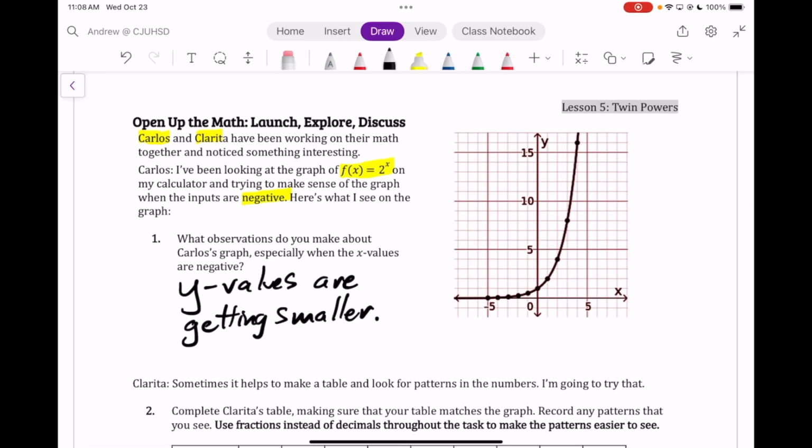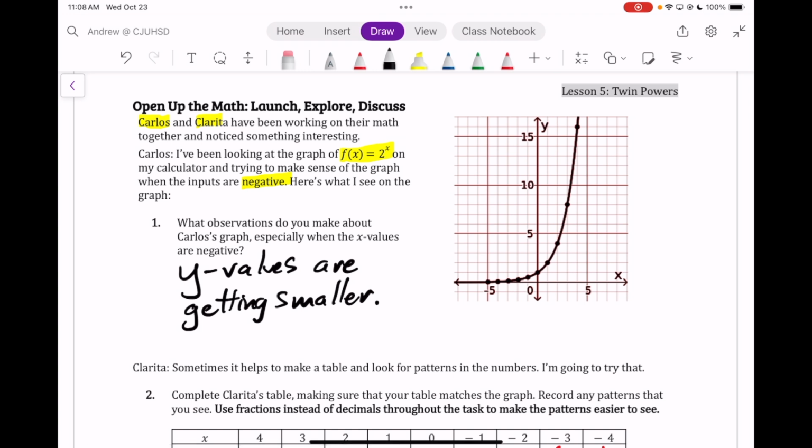Carlos says, I've been looking at the graph of f of x equals 2 to the x on my calculator, trying to make sense of the graph when the inputs are negative. Here's what I see on my graph. So you see the graph to the right there. Observations that we can make is that the y values are getting smaller as you go to the left.